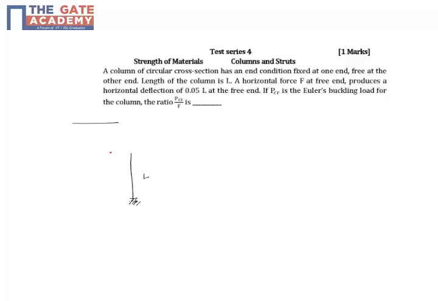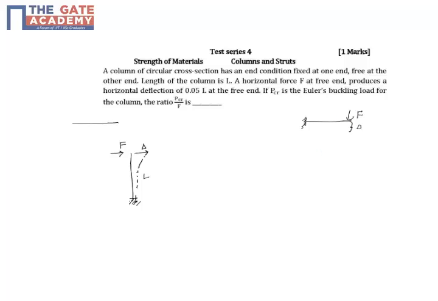A horizontal force when you apply, it deflects. This is basically the deflection, and delta, let's say, is the deflection. So then in that case it will be just like the deflection of beams. It's something like this: you have a column and you apply a horizontal force, it gets deflected by delta.